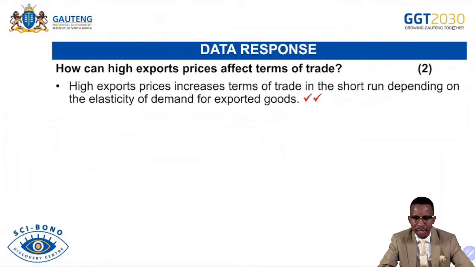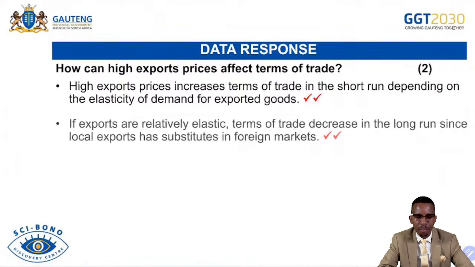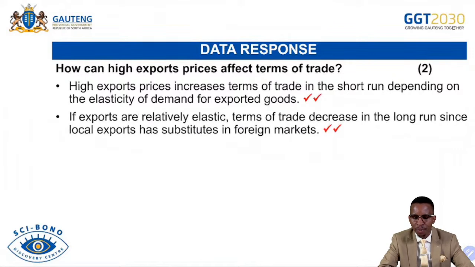High export prices increase the terms of trade in the short run, depending on the elasticity of demand for exported goods and services. If exports are relatively elastic, terms of trade decrease in the long run, since local exports have substitutes in the foreign market. Like I've mentioned, if our goods are relatively elastic, that means they have perfect substitutes abroad. Therefore, foreign consumers will end up not demanding more of South African expensive exports and will demand their locally produced goods, because they might be relatively cheap compared to South African exports.